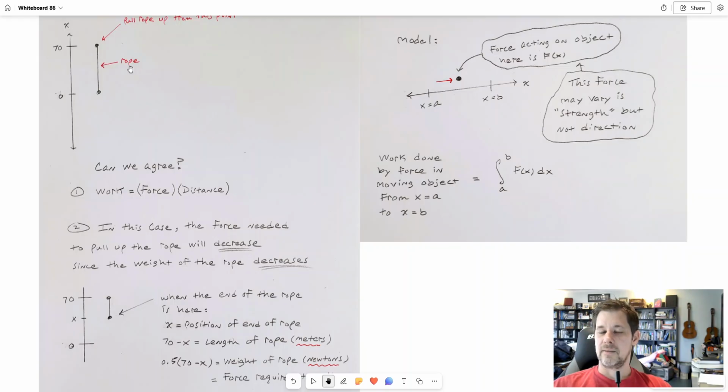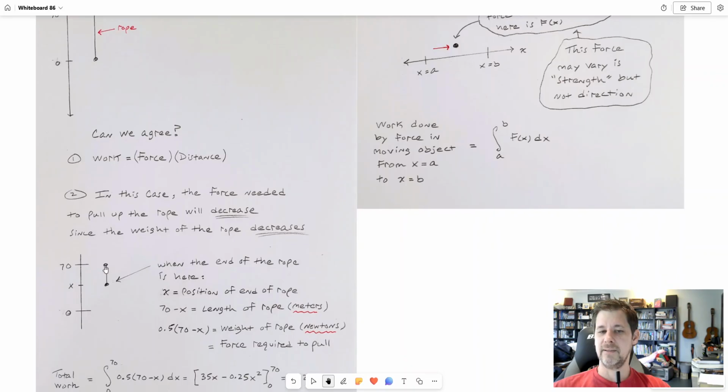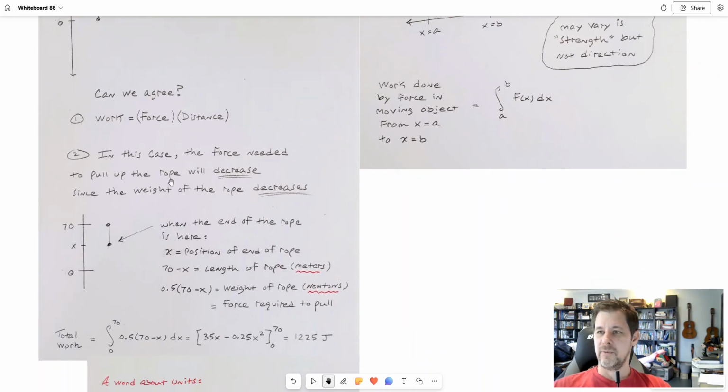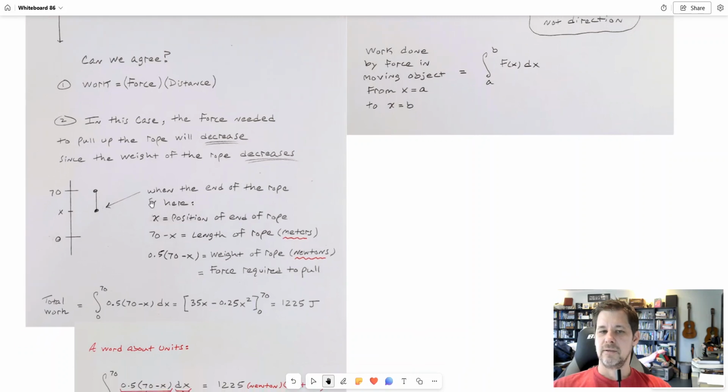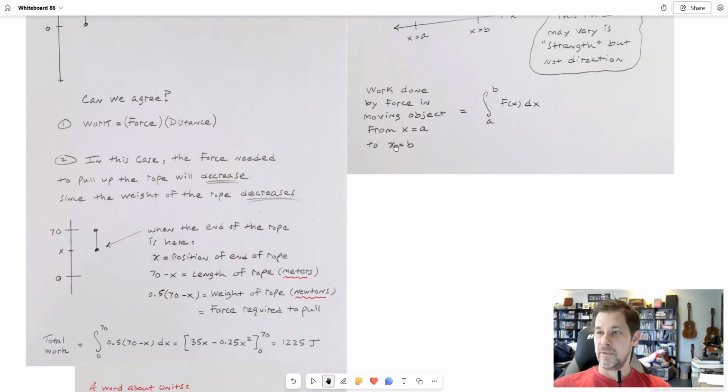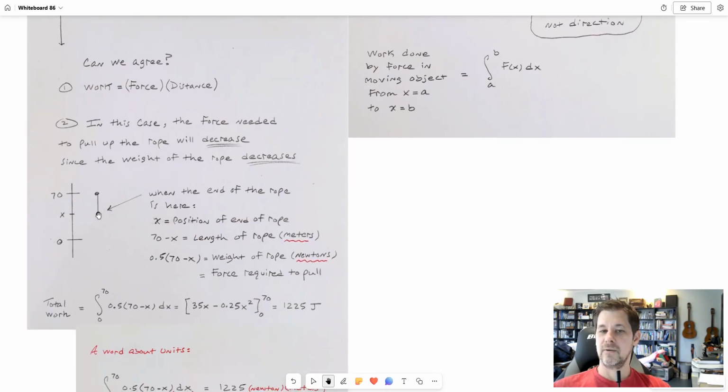So I'm going to pull the rope up. The force is always going to act in one direction along this x-axis as the rope is pulled up, but it will get a little weaker. Now let's see if we can get all the stuff that we need to put this together. Imagine I've got this length of rope right here, and I've got my x-axis, and this is point 0 and that's point 70, which I would need for a 70-meter rope. And then this point where the end of the rope is, in this arbitrary picture, is point X. So what I need to put this together is something that measures the weight of the rope when the end of the rope is at point X.